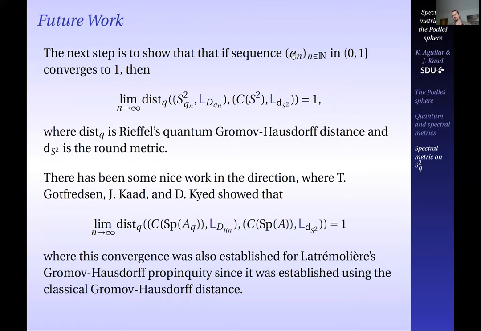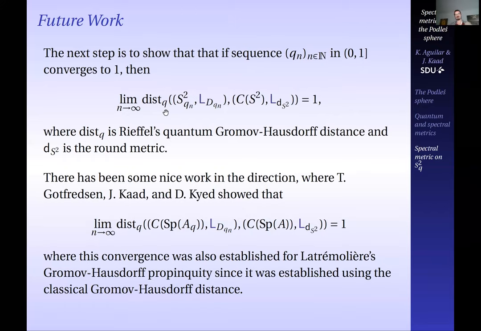If you have a sequence of elements in (0,1) that converge to 1, then show that the limit as n goes to infinity converges to the 2-sphere, where d_S2 is the round metric on the 2-sphere, and dist_Q is Rieffel's quantum Gromov-Hausdorff distance. Latrémolière's propinquity depends on what kind of spaces you're using, but it's a little more difficult to get. So a first thing you can tackle is Rieffel's dist_Q.